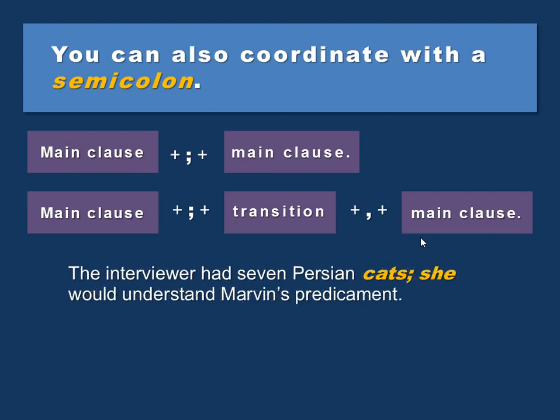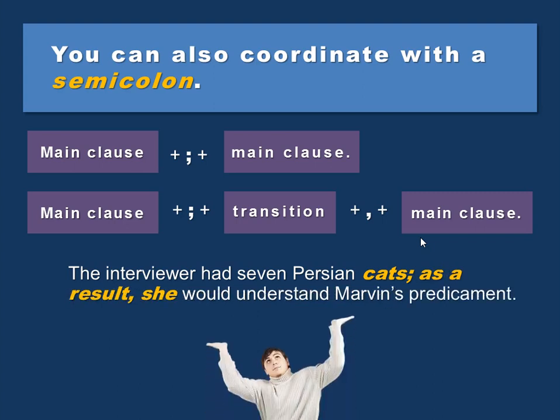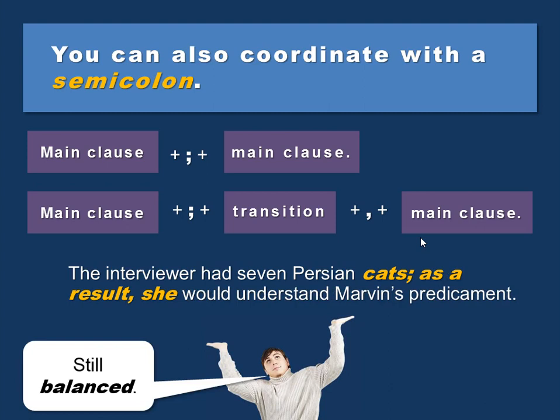The interviewer had 7 Persian cats. This is one main clause. She would understand Marvin's predicament. Or: the interviewer had 7 Persian cats; as a result, she would understand Marvin's predicament. As a result is a transitional phrase between one main clause and another main clause. Still balanced in the three options.